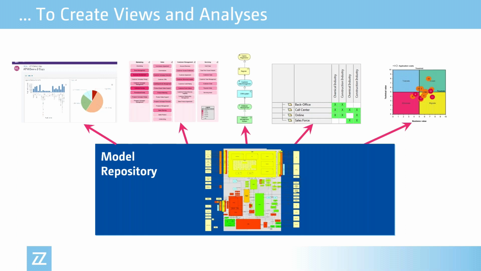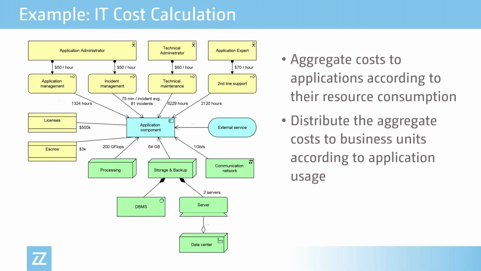And here we have a picture that relates to cost calculation. So we add all kinds of cost drivers to our models. For example, the cost of personnel maintaining applications. That's what you see at the top. The different processes to maintain them, say application management, incident management, etc. You have the licenses of these applications. You have maybe external services you use. You have all the infrastructure that's needed: processing, storage, backup, etc. You can aggregate these costs to your application component.